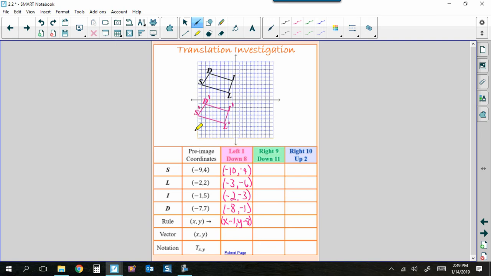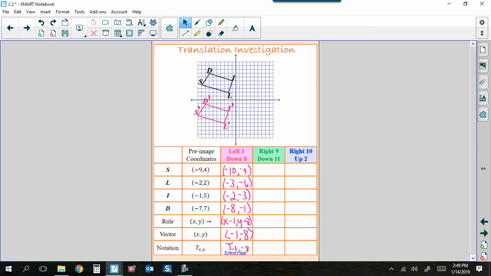The vector is, again, you can look at it from just the rule. You're going to take out the x and the y and put angle brackets around the numbers though. So we have angle bracket -1, comma, -8, angle bracket. So that is our vector. And then lastly, the notation is going to be T sub the x and y shift. So T and then subscript -1, -8.